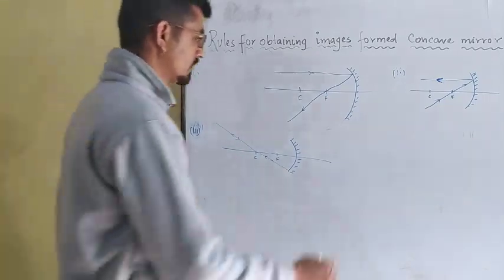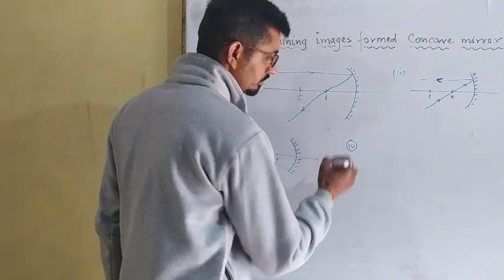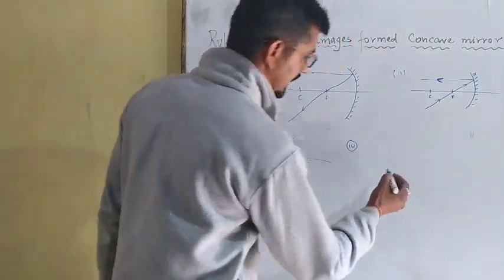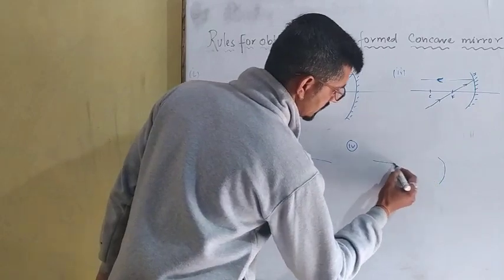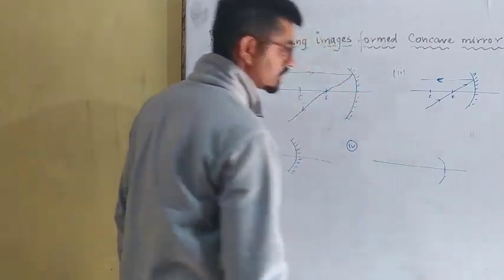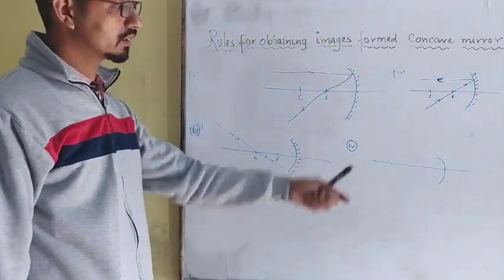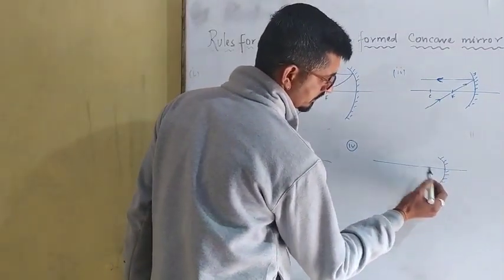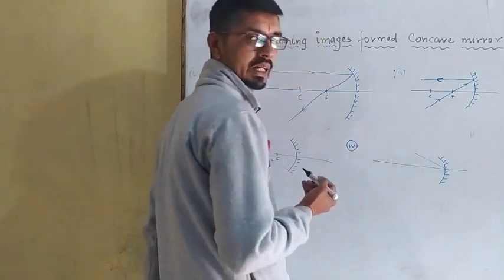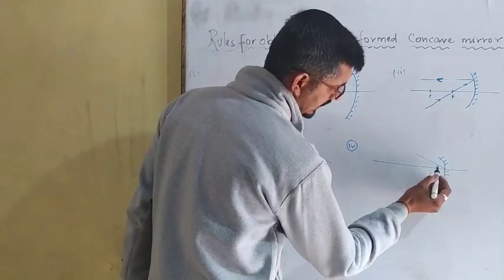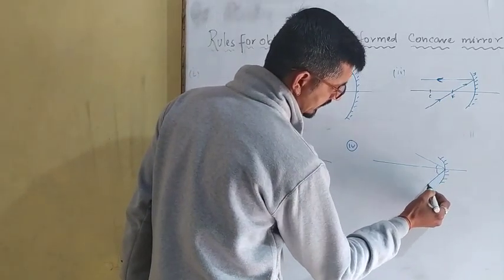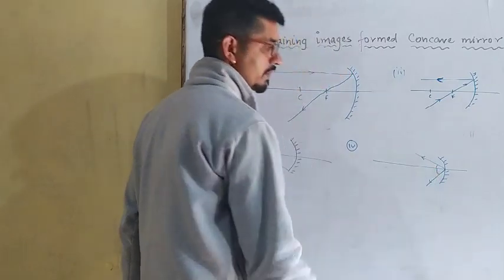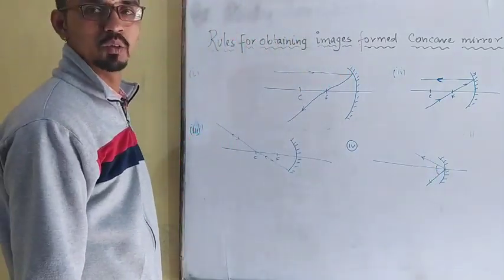Okay. The fourth rule is, if a light ray strikes the pole of a concave mirror, that means when it strikes at the pole, it will go at the same angle at which it is coming here. Okay, this is the fourth one.